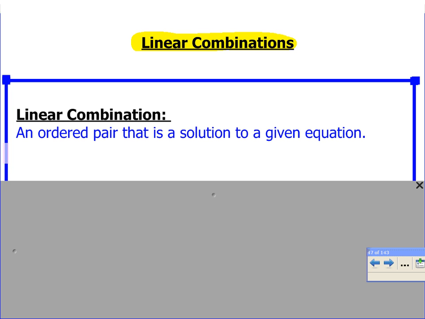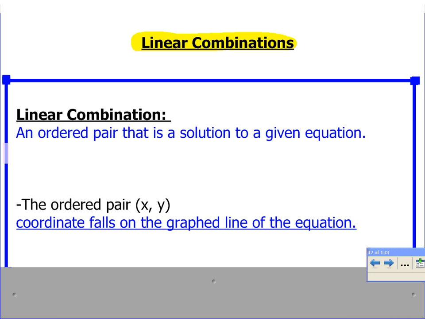So in the first part, you have a box. A linear combination is an ordered pair that is a solution to a given equation. Just like your homework, you found an ordered pair that, if you plugged it back into the equation, would give you a true statement. That means it's a solution. It's a linear combination. It's almost like a vocab term. The ordered pair is x comma y, the x value and then the y value.